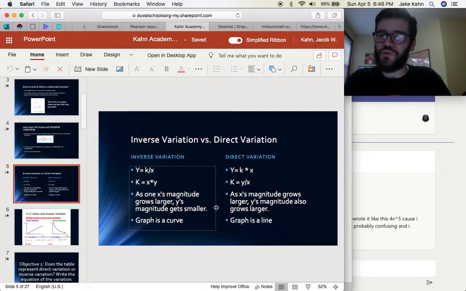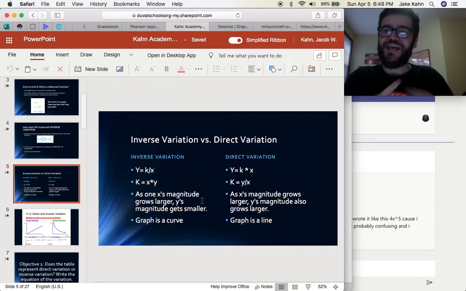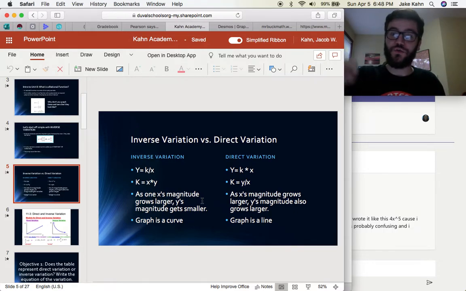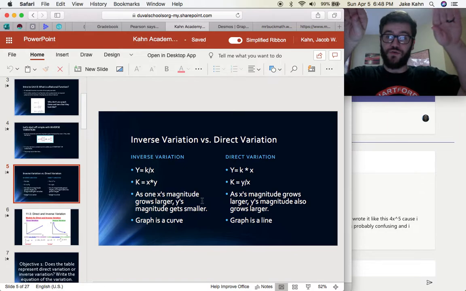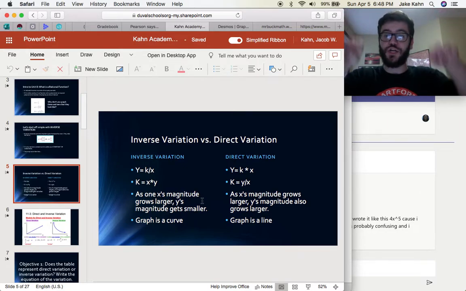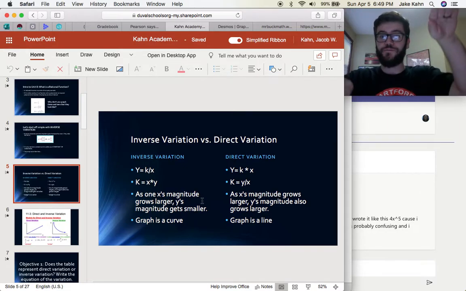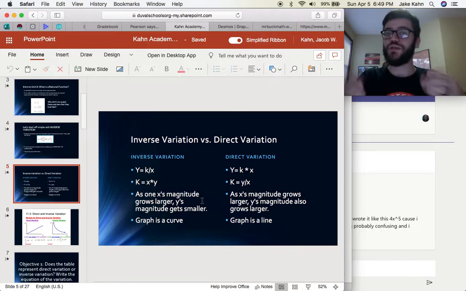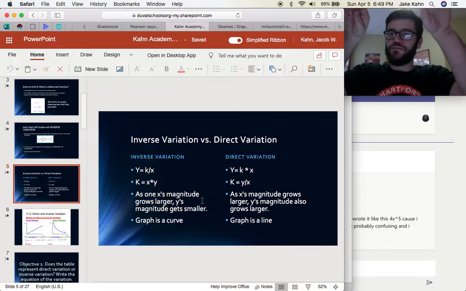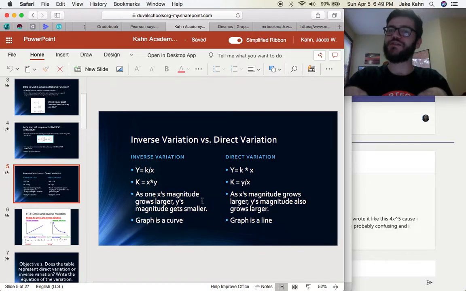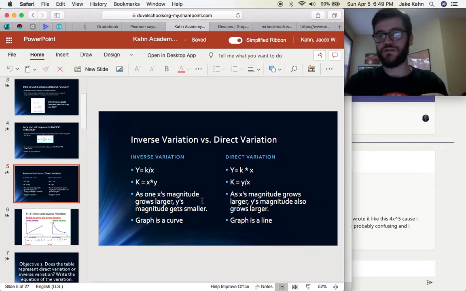And then the most important thing that you guys realize is that third bullet point on this slide. This is the most important thing. With an inverse variation, as x's magnitude, meaning ignore the sign, just look at the value without the sign, grows larger, the y value or the y magnitude is going to decrease. They're going to go in opposite directions, x and y, opposite directions. However, with a direct variation, x and y, their magnitudes are going to go in the same direction. If one of them is increasing, the other is increasing. If one of them is decreasing, the other is decreasing.